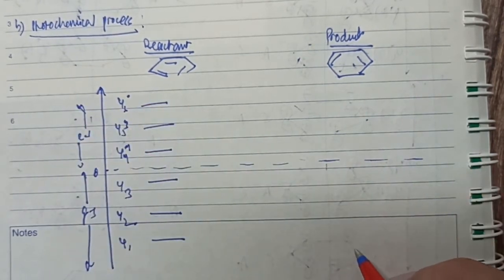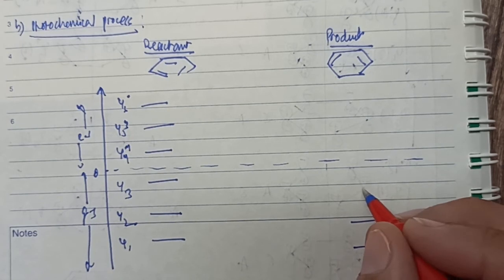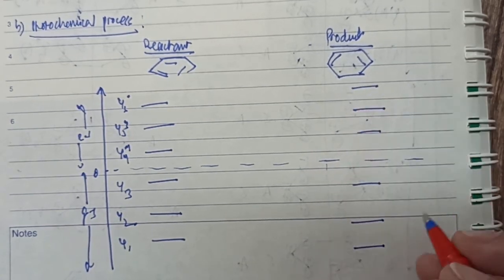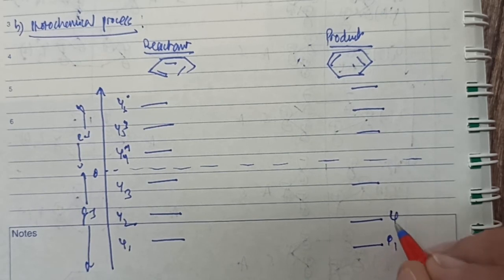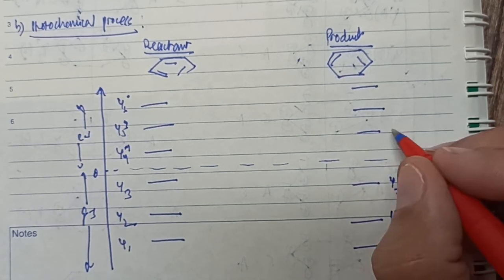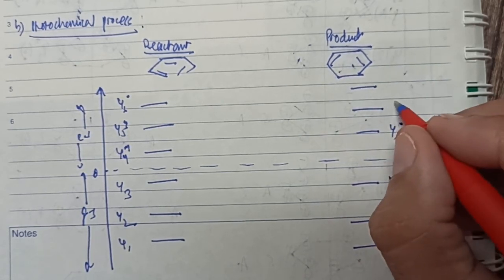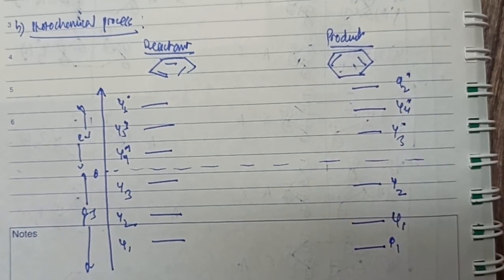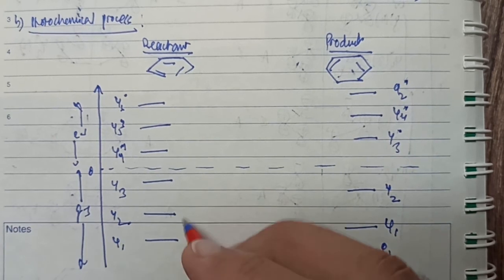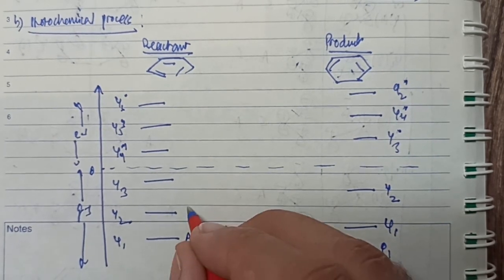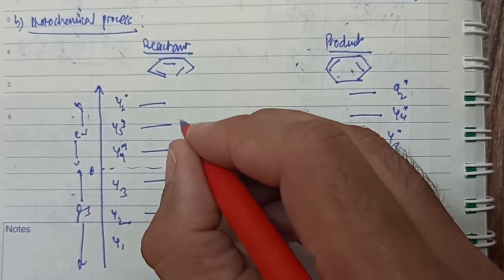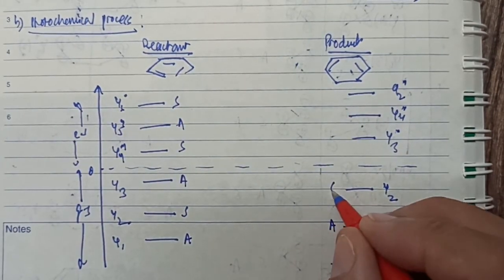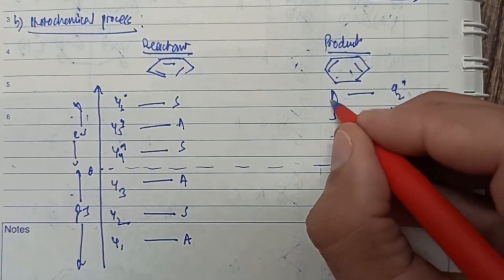And here you have phi1, psi1, psi2, psi3 star, psi4 star, and finally phi2 star. Again, the symmetry properties remain the same as we discussed earlier. So it is antisymmetric, symmetric, antisymmetric, symmetric, antisymmetric, and symmetric. This one was symmetric, antisymmetric, symmetric, antisymmetric, symmetric, and antisymmetric.